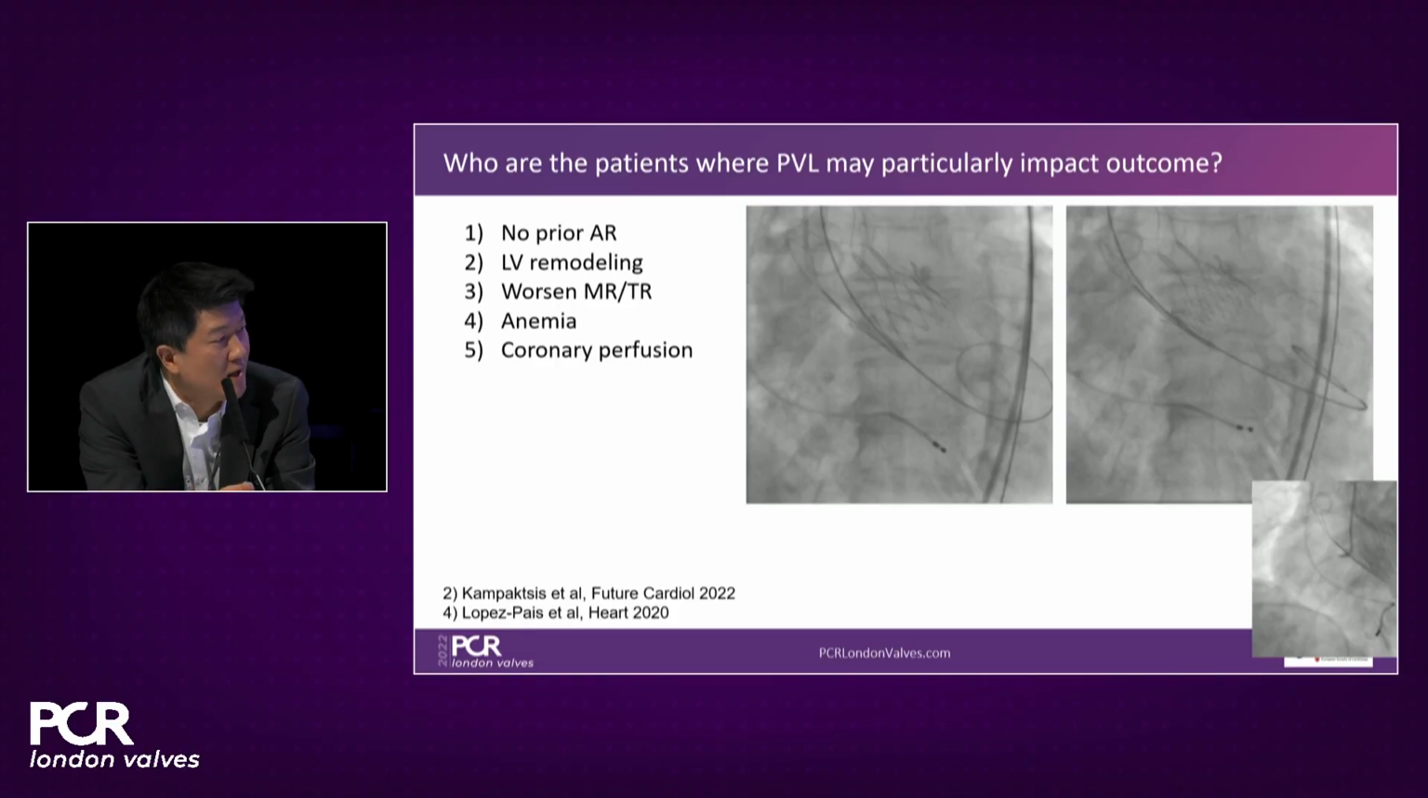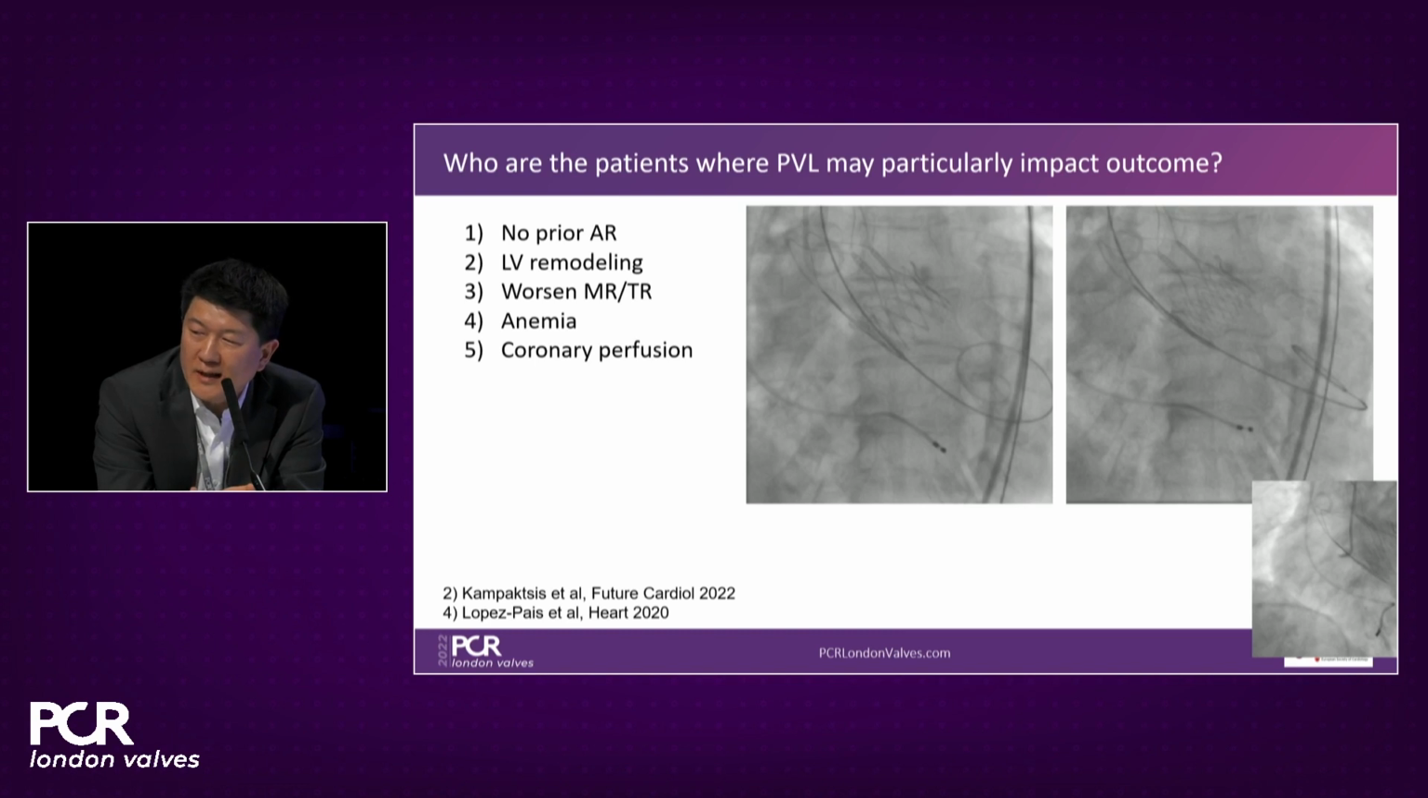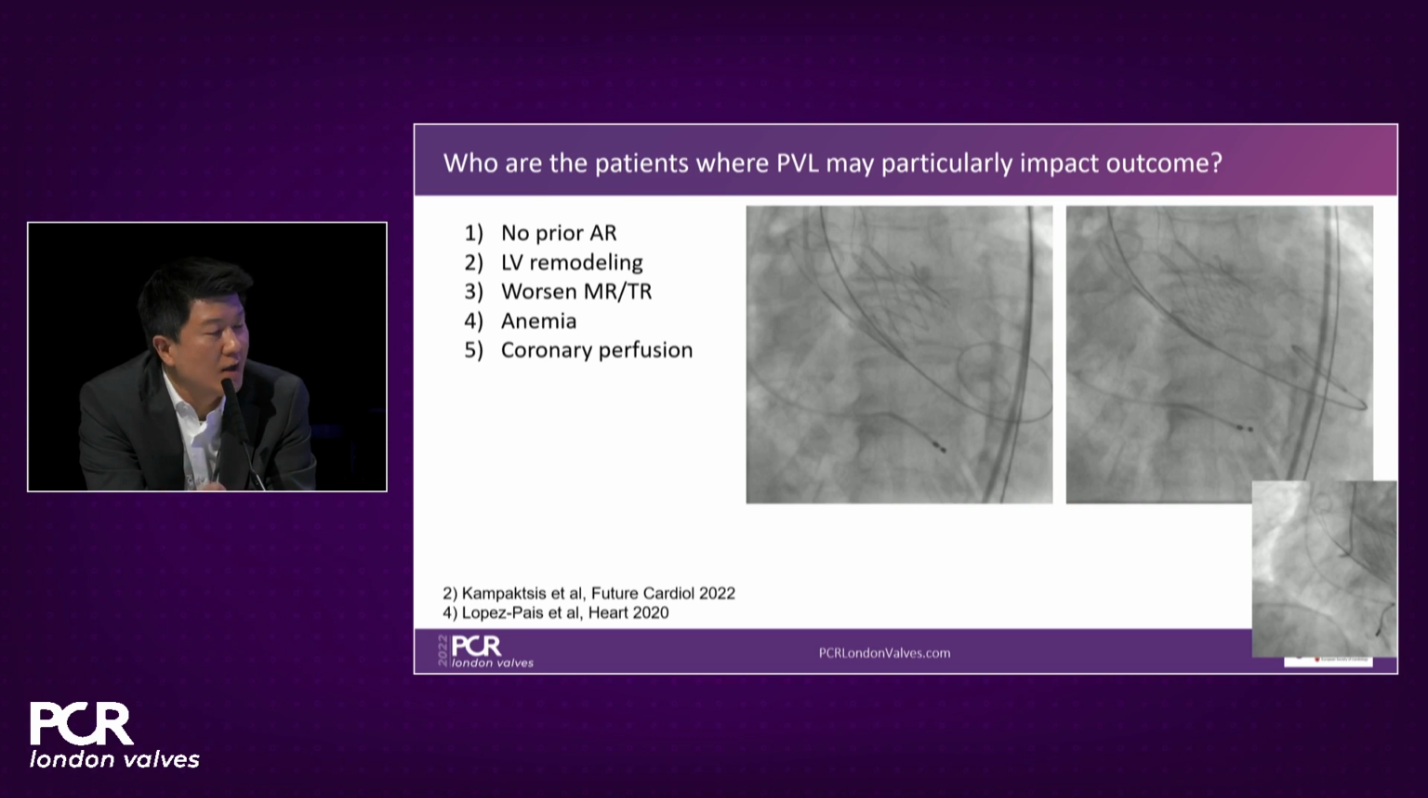And I would be afraid of patients who have reduced LV function, that they have worse LV remodeling. And I have also seen patients with pre-existing MR and TR that, due to the volume challenge, this might lead to worsening of those MR and TR. There is some evidence that patients with PVL might develop anemia, which itself may impact long-term outcome. The mechanism has not been explained, maybe due to hemolysis. I think there could be a role.